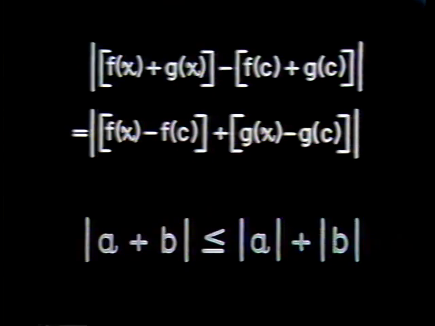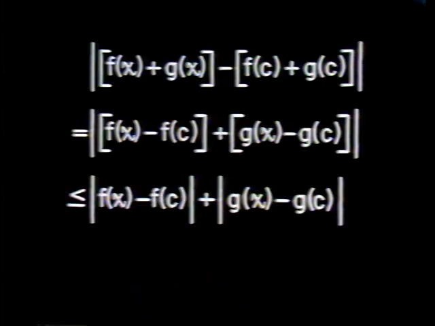And then using the triangle inequality, and this you should recall in its general form as the absolute value of a plus b less than or equal to the absolute value of a plus the absolute value of b. So our original absolute value is less than or equal to this sum of these two absolute values.